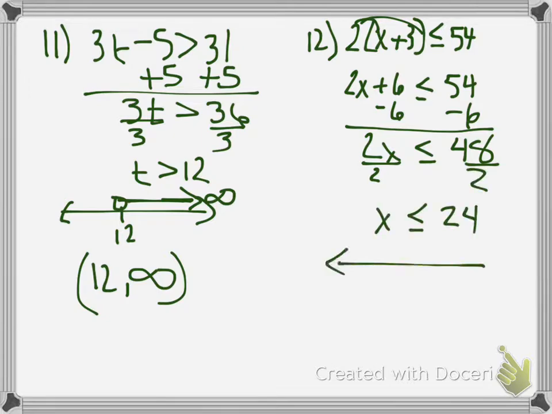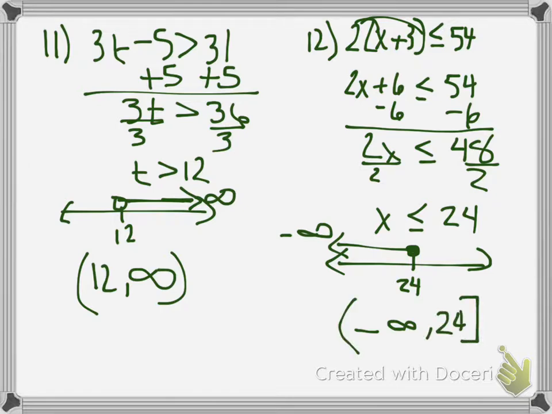So here I have at 24 a closed dot that goes to the left, and going to the left is going to negative infinity. So my interval notation is negative infinity, comma, 24, bracket on the 24, but a parentheses on the infinity, because again, infinities always have parentheses. So depending on how I do this, you could be asked to give me an answer like a graph, or interval notation.